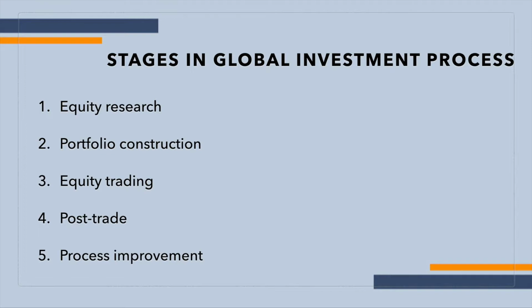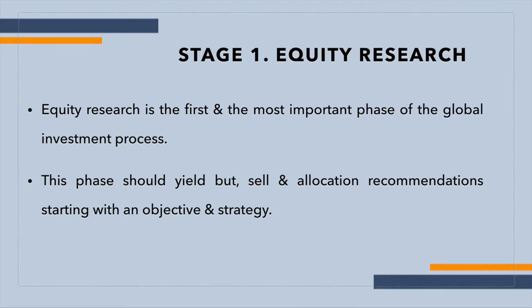Let's understand what the different stages are in this global investment process. There's equity research, portfolio construction, equity trading, post-trade and process improvement. So these are the stages that you need to study or research yourself and then finalize on investment. The first one is equity research. That is commonly what companies look for: investment in terms of purchasing equity shares.